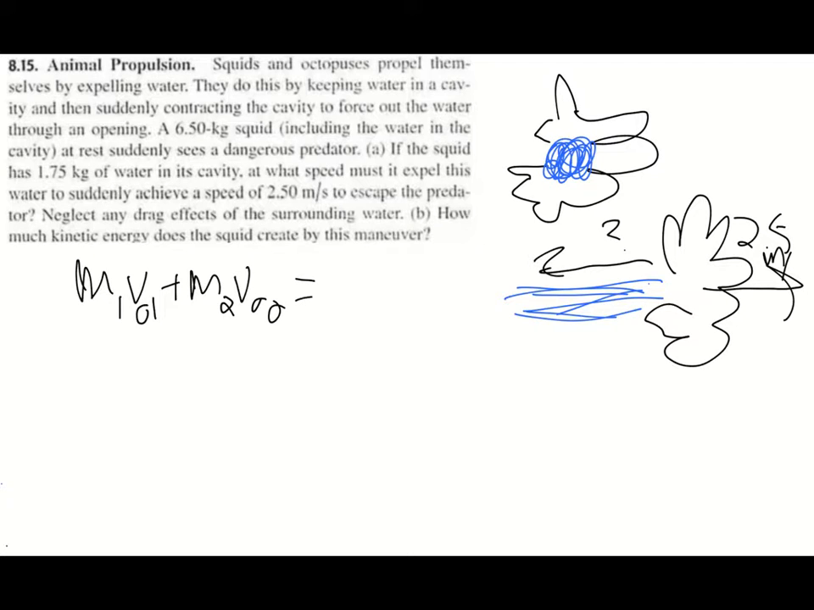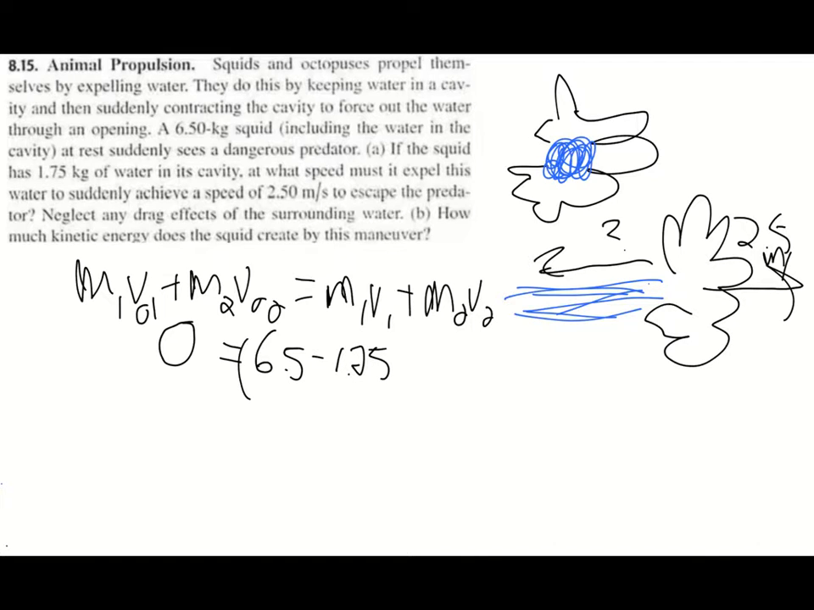So that's the momentum at the beginning. I'm going to call each piece a separate thing. So there's our little equation. These aren't moving at first, so this whole thing is just going to be 0. And we're going to call M1 the squid itself, which is going to be 6.5 minus 1.75. They give us the squid and the water. And then we're going to subtract that off because that's going to be the part that's left.